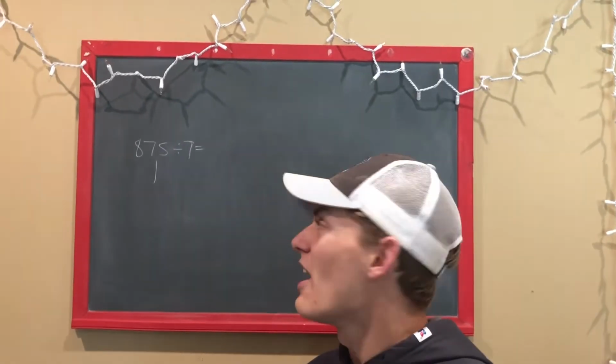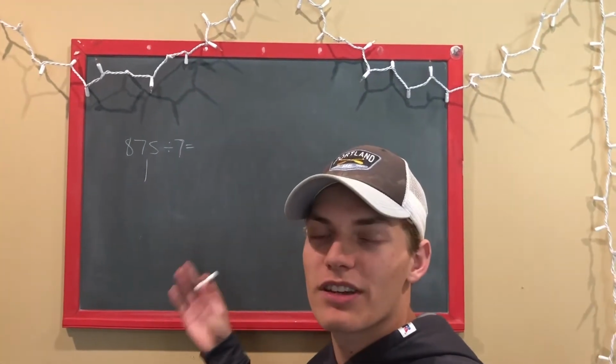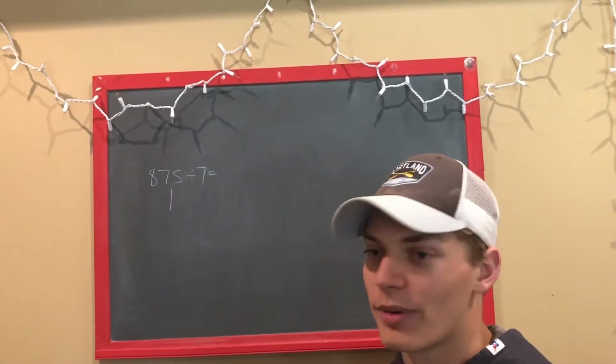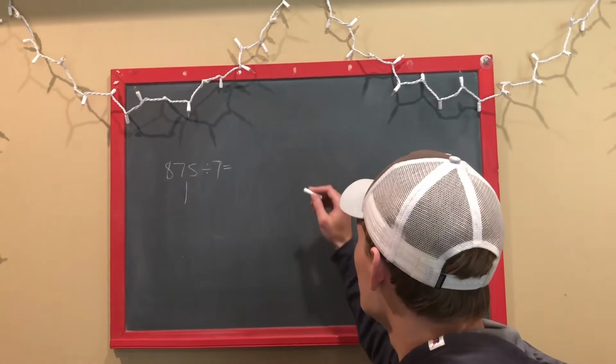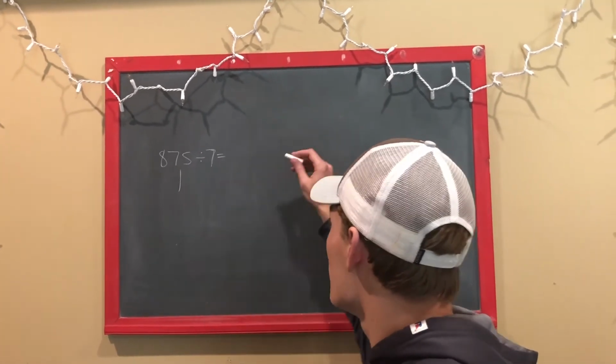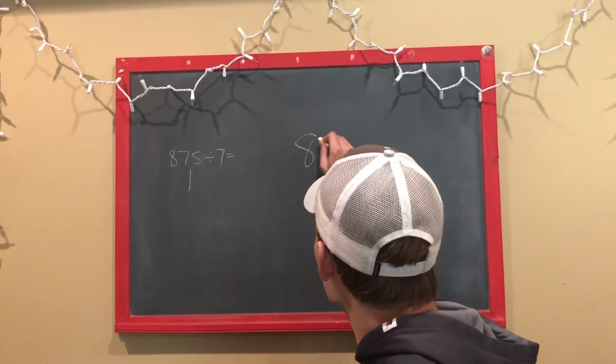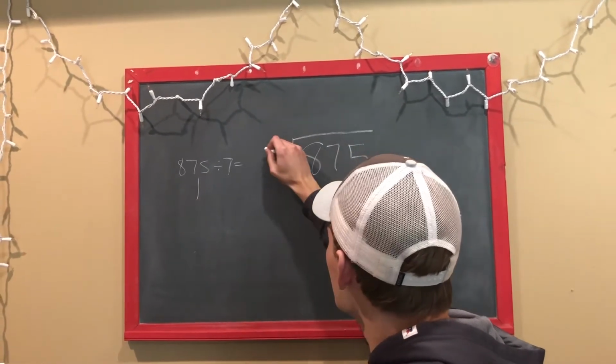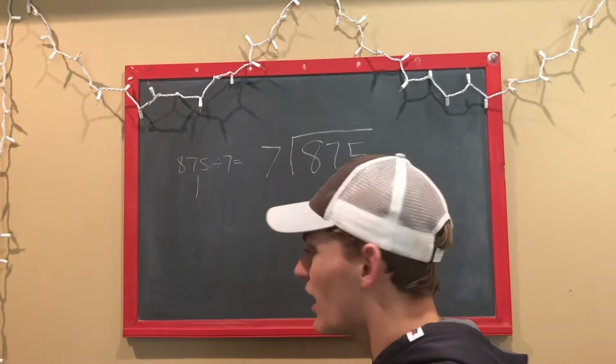So first we're going to figure out how to set up your division. We're going to start with an example of 875 divided by 7. Since 875 is being divided, we're going to put 875 inside our box and then 7 on the outside.